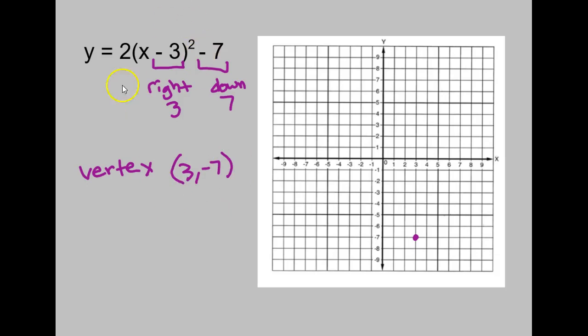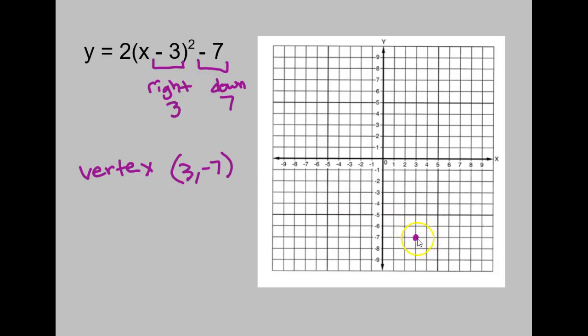That's why they call this vertex form, because we can see what the vertex is. Our y is negative 7, and our x is positive 3. It's kind of the opposite of what the x is. So a lot of people say, to remember this, x is a liar. So y is telling the truth, it's minus 7, but x is a liar. It's telling you the wrong thing.